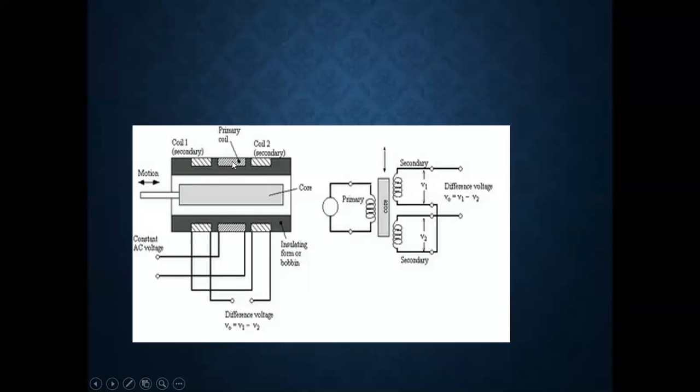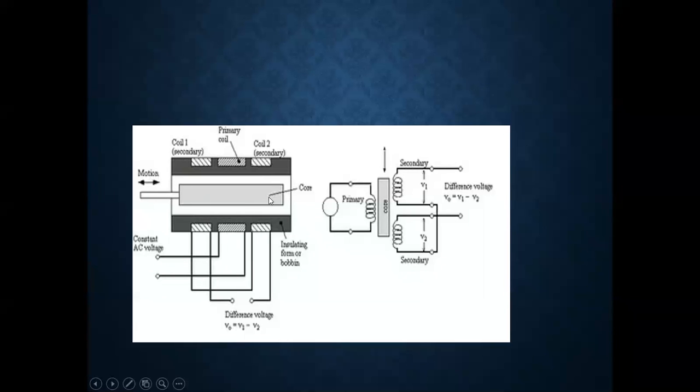We are putting this primary winding here. These two are secondary windings. You can see this is primary and these two are secondary. The secondaries are connected in series opposition. Here is the motion: the core is moving up and down.